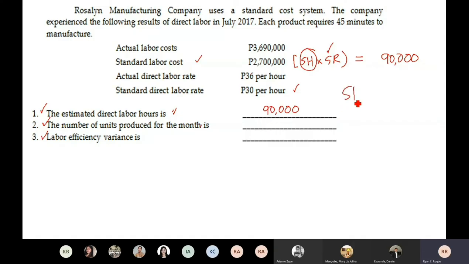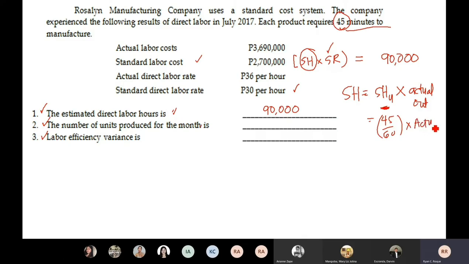Paano ba tayo nakakapag-solve ng total standard hours? If you remember, that should be the standard hours per unit multiplied natin ng actual output. Okay? So kapag may ganyan tayo, so standard hours per unit po ay, ano ba standard hours per unit? Ayun o, 45 minutes to manufacture. Ibig sabihin, that would be 45 over 60. Eh, ito ang tinatanong, yung actual na units.